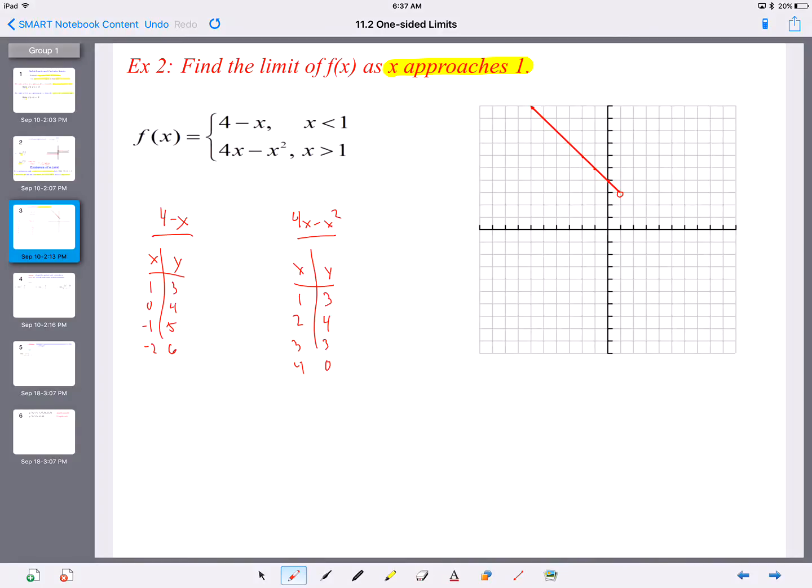So let's see what I get with that. 1, 3, still open, so I don't close it in. 2, 4. 3, 3. So the graph is opening down. You can see that because of the negative x squared. And then 4, 0.